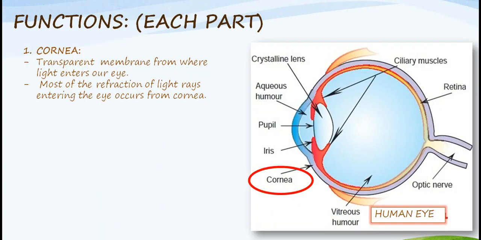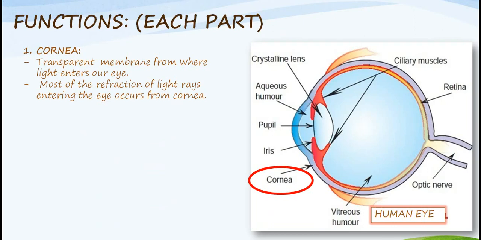So from cornea we will go to optic nerves, one by one. So what is cornea? Cornea is a transparent membrane from where the light rays enter. Cornea is the transparent membrane.